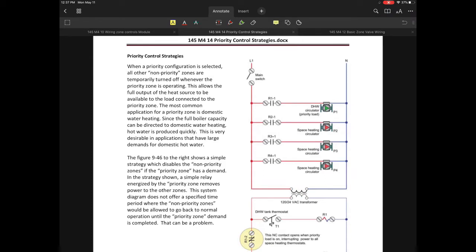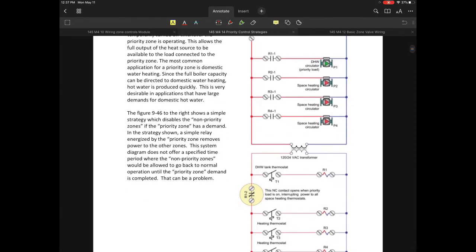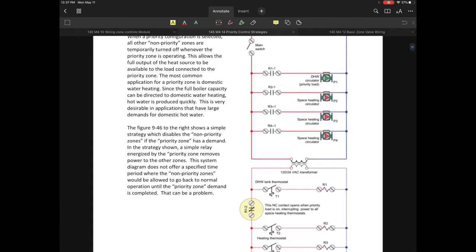Specifically, what I want to do is look at figure 9-46 from the Modern Hydronic Heating textbook. In this strategy, if we give a demand to the domestic water tank, and this thermostat says the water's cold and we need to heat it up, it will take the 24 volts in this example, run it through this system to energize a relay, which we're going to call R1.